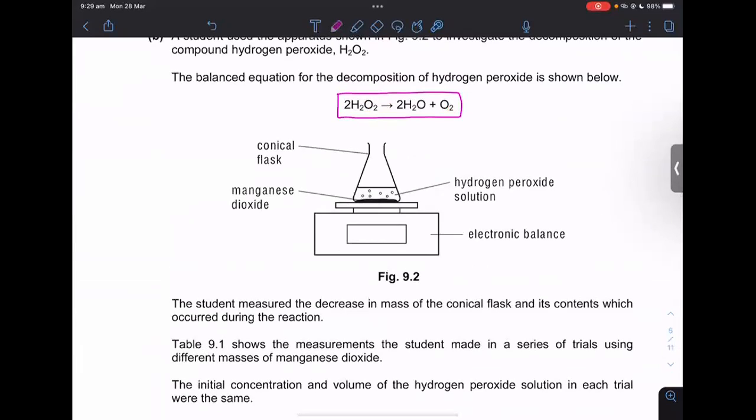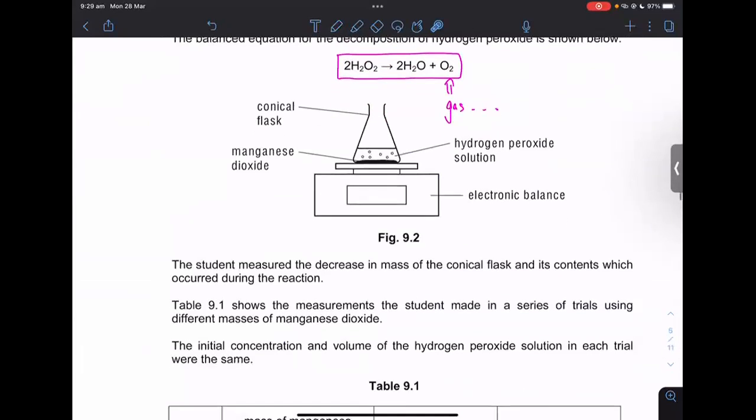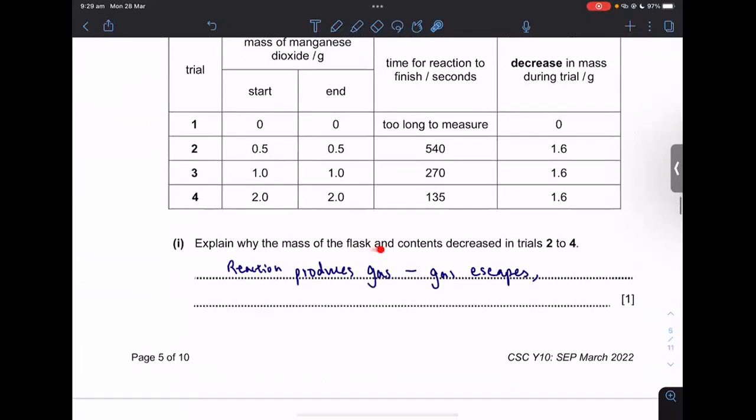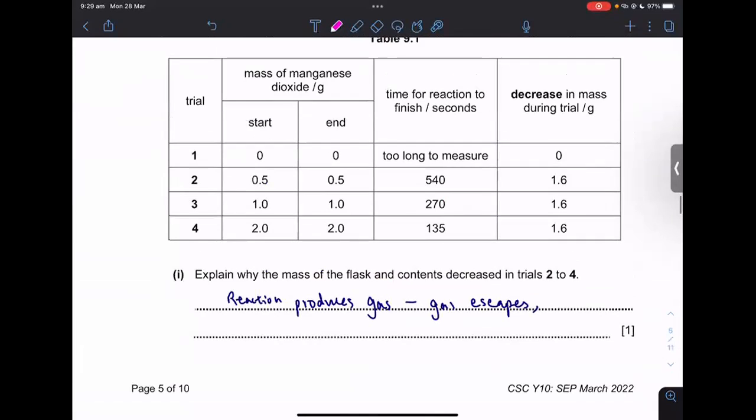You are allowing the gas to escape. So oxygen is a gas. When the gas escapes, you will have a loss in mass. You will have a decrease in mass. That is why the mass of flask and contents decreases in trials 2 to 4, because you added some catalyst. So this is the catalyst. And when you use a little bit of catalyst, the catalyst is not used up.